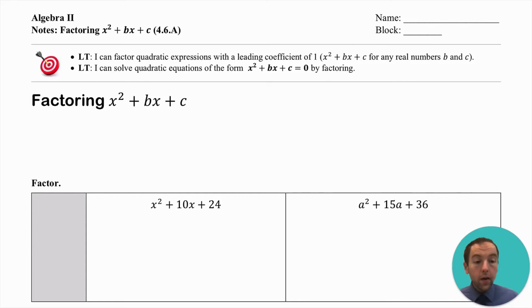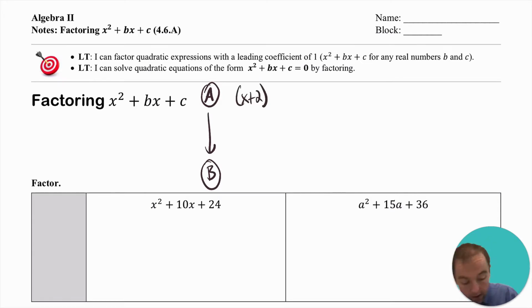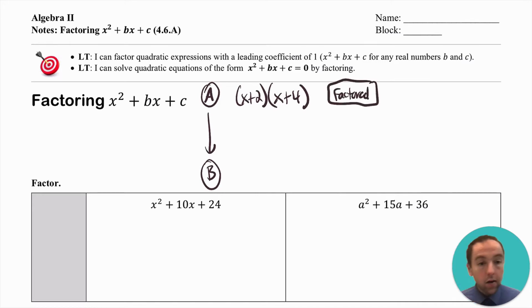I want to begin by writing an expression that is in factored form. So I'm going to say this is like point A, and I'm eventually going to progress to a point B. At point A, I'm going to start with this expression that is in factored form. I'm going to write it as the product of the factor x plus 2 with the factor x plus 4. And then I'll make a note that right here, this is an expression that is considered in a factored form, right?